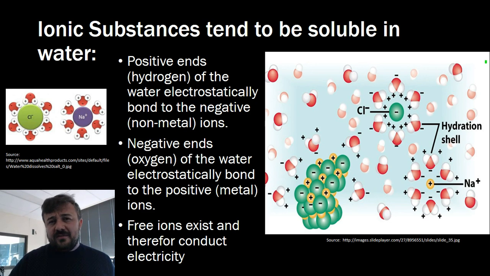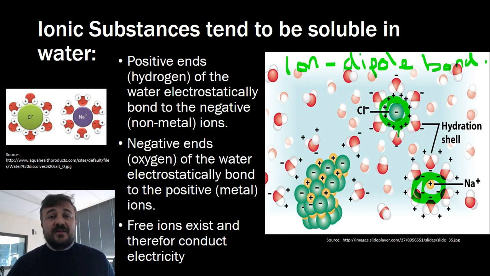Ionic compounds which are not conductive as a solid will be conductive when in solution. So this gives us an ion dipole bond. That's what this type of bond here is called, an ion dipole bond. And again, it's a physical electrostatic bond, but it's a bond nonetheless.